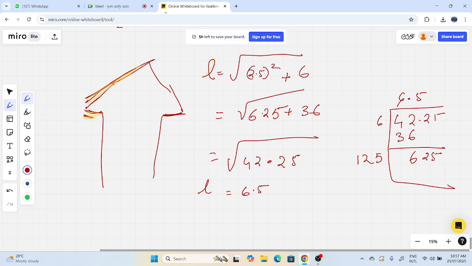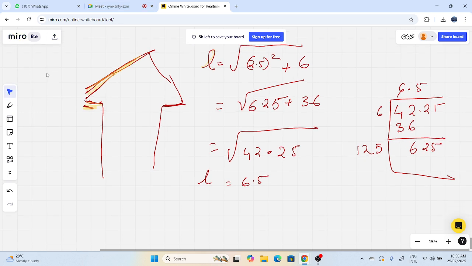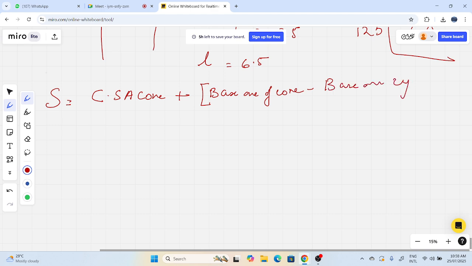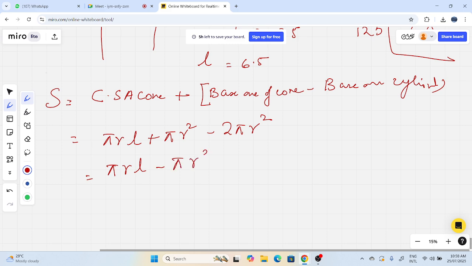L is 6.5. So now you have to find the area which will be painted orange. So S is equal to CSA of cone plus that small area, isn't it? That small area is base area of cone minus base area of cylinder, correct? So CSA of cone is pi RL, minus pi r square.